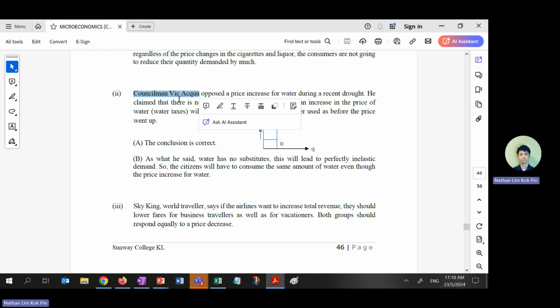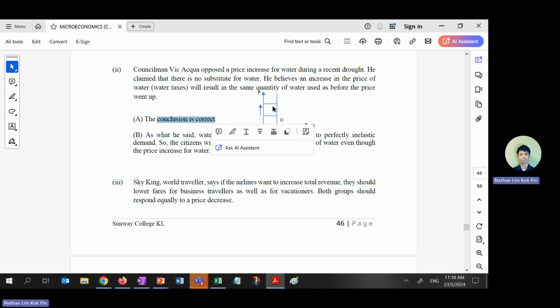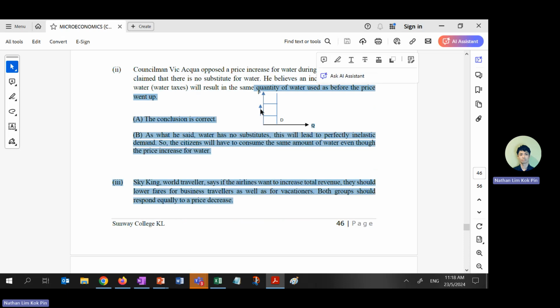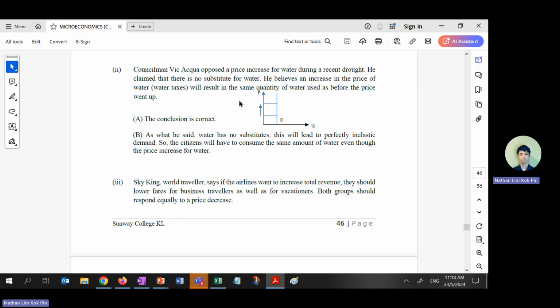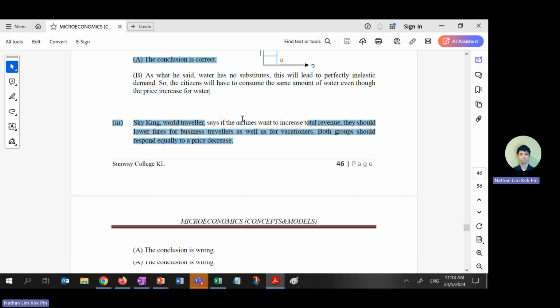Second one, Aquaman. Aquaman says price increase for water during the drought will not have substitutes. Yes, the conclusion is correct. Why? Water is perfectly inelastic. If you lump all the water together, water is perfectly inelastic. Even coconut water comes from rainwater, which is also water. The cactus water, inside the cactus, also comes from rainwater. So all these are correct. No substitutes, perfectly inelastic demand. So the citizens will have to consume the same amount, even though the price of water increases.